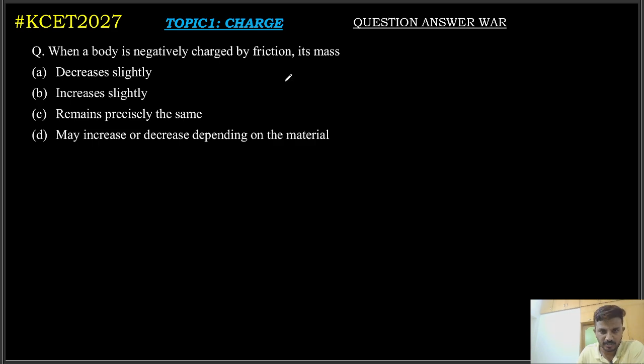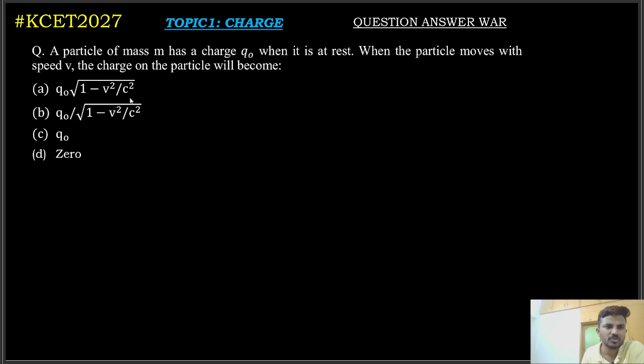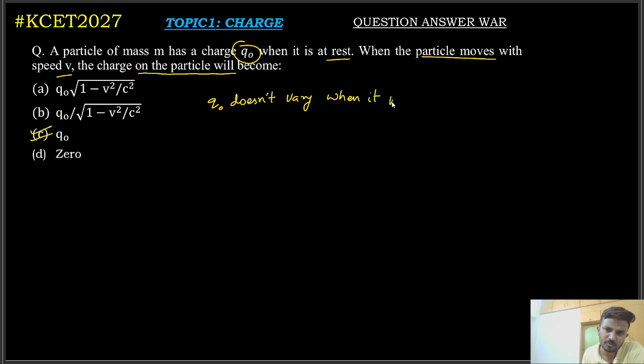When a body is negatively charged by friction, its mass, negatively charged means it has got more electrons. So it increases slightly, option B. Next, a particle of mass m has a charge q naught when it is at rest. When the particle moves with speed v, charge on the particle remains q naught only, because charge doesn't vary when it moves.